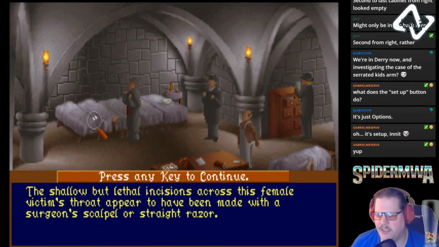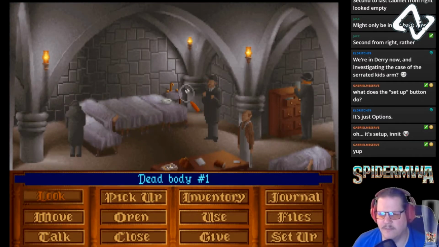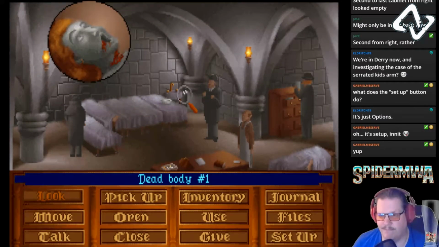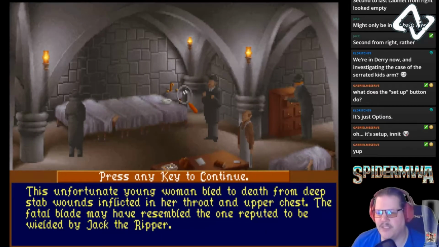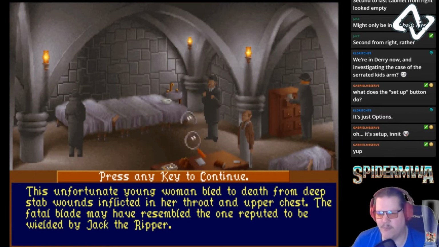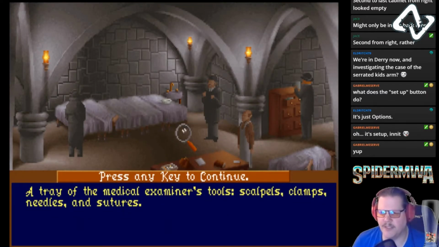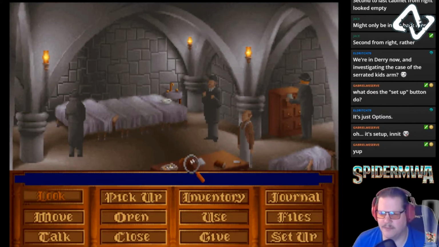Shallow but lethal incisions across this female victim's throat appear to have been made with a surgeon's scalpel or street eraser. Quite the face. This unfortunate young woman bled to death from deep stab wounds inflicted in her throat and upper chest. The fatal blade may have resembled the one reputed to be wielded by Jack the Ripper. A tray of the medical examiner's tools: scalpels, clamps, needles, and sutures.